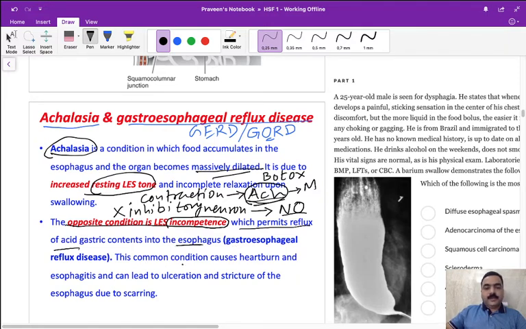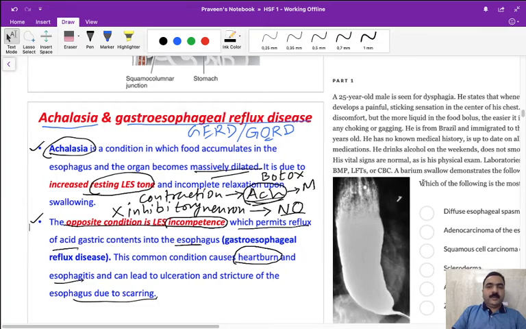This condition causes heartburn, which is one of the important symptoms, and esophagitis can lead to ulceration and stricture of the esophagus due to scarring. That is what we have seen before: Barrett esophagus, the histological change observed when acid goes into the esophagus. These are the two important disease conditions that you must remember with regard to the lower esophageal sphincter, from the exam point of view.